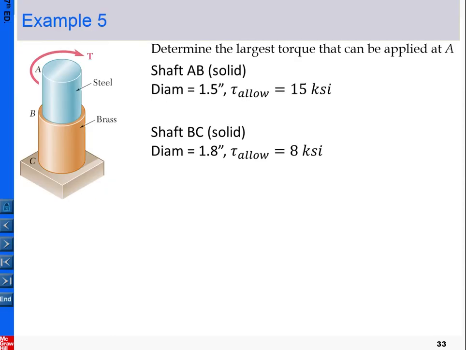And this is another example here. For this case, we want to determine the largest torque that can be applied. This fits into the design problems, because here we are given the allowable stress. That means the maximum stress must be less than or equal to the allowable. That is our golden rule. So let me change to shaft AB.